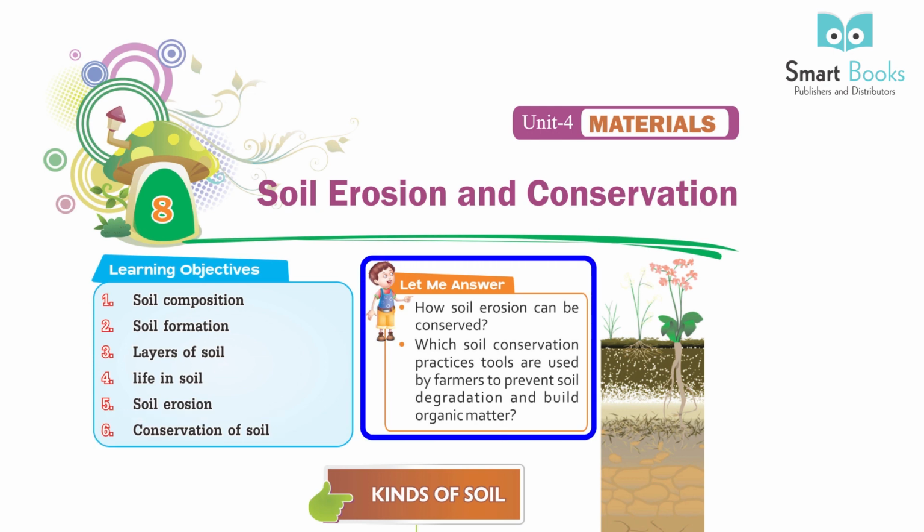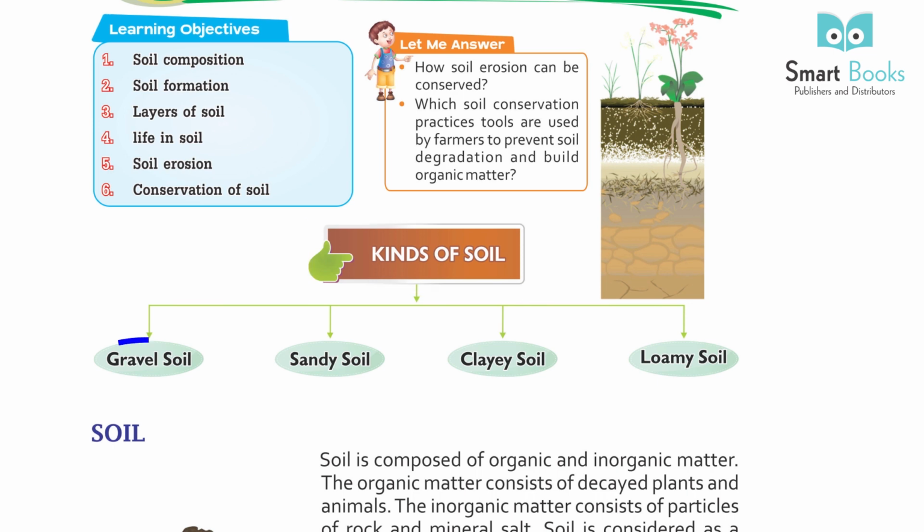Let me answer how soil erosion can be conserved. Which soil conservation practices and tools are used by farmers to prevent soil degradation and build organic matter? Kinds of soil: gravel soil, sandy soil, clay soil, loamy soil.